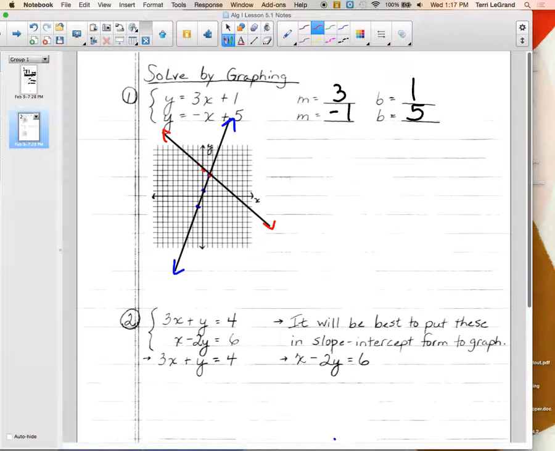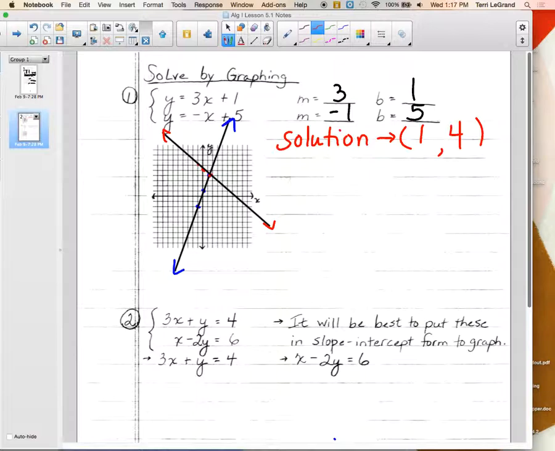Where's the solution at again? What do we look for? The point of intersection. Are these intersecting anywhere? Not on any point. Oh, I think they are. They are, at ordered pair (1, 4). Okay. If yours didn't, then something might have gone wrong with your graphing.